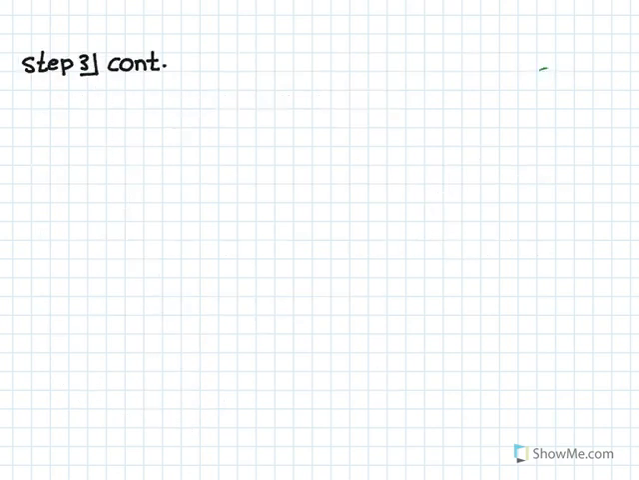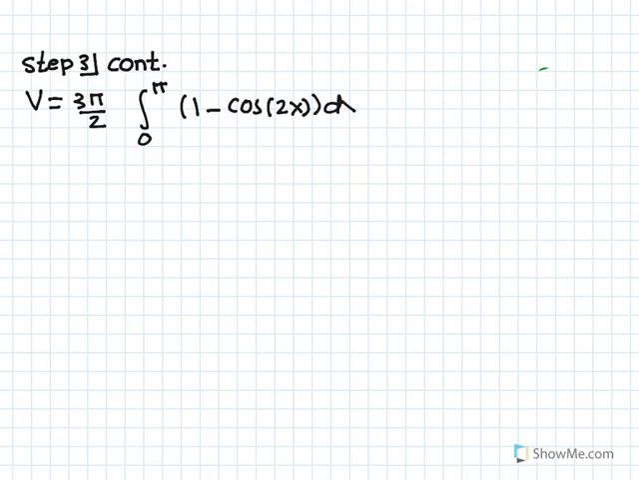So what we have is volume is equal to 3 pi over 2, integral from 0 to pi, 1 minus cosine 2x. Let me clean this up. Cosine 2x dx. Now we're going to have to integrate cosine 2x. We're going to apply the U substitution method.